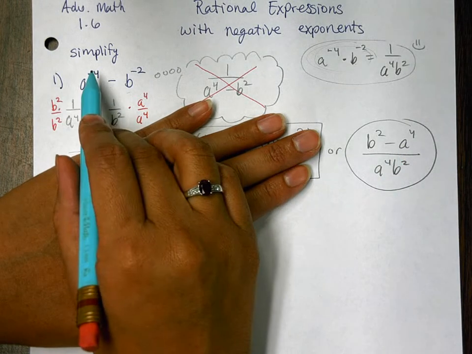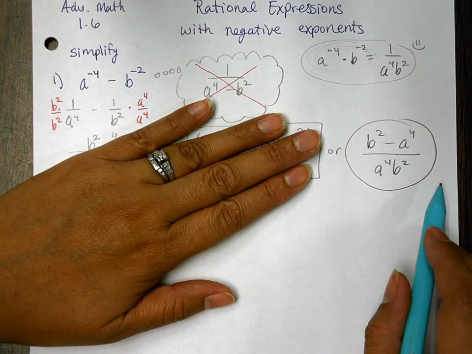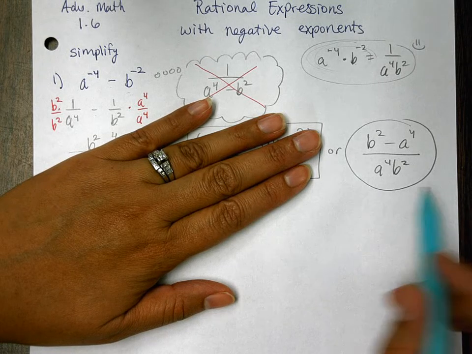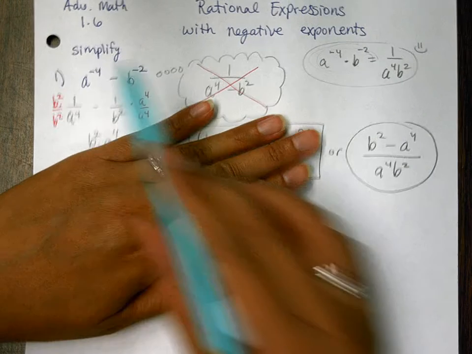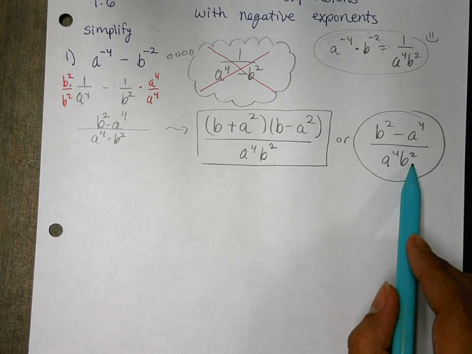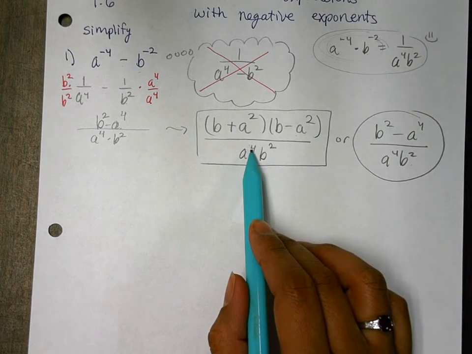Nowhere up here did it say factor. We only factor, 1, if it tells us to factor, and 2, if factoring allows us to reduce. So since it didn't say factor and factoring did not allow us to reduce, that is our final answer. Or this, if you choose to factor, that's totally your choice.